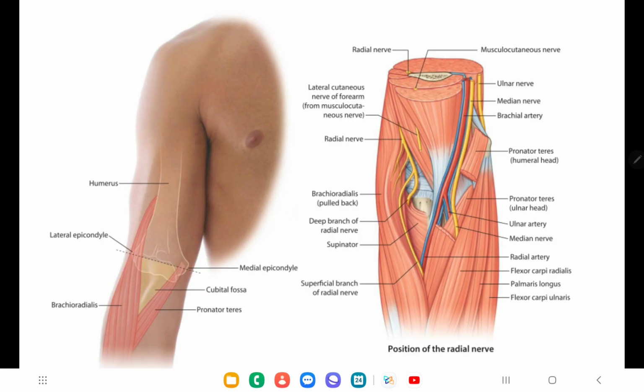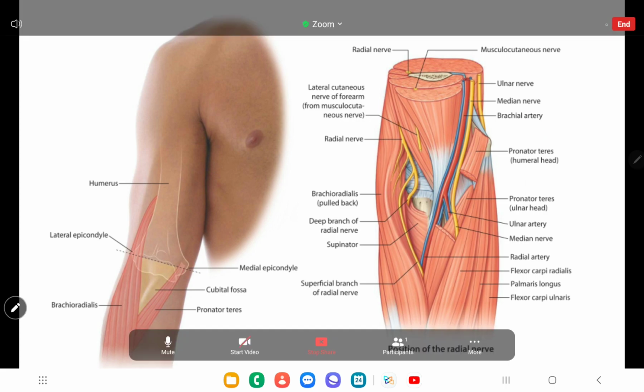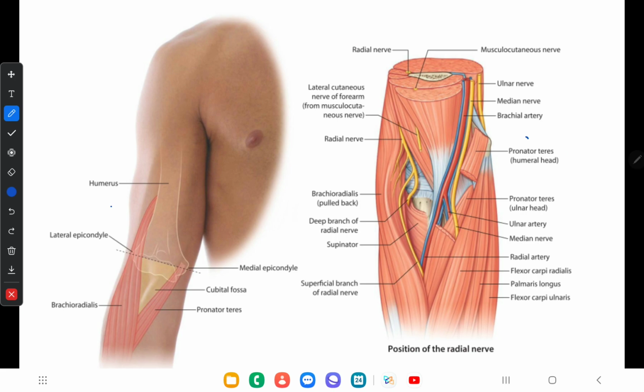The median nerve enters the forearm between the heads of pronator teres. Pronator teres has two heads, the humeral head and the ulnar head. You can see this part is the humeral head and this part is the ulnar head, or this part is the superficial head and this part is the deep head. The humeral head of pronator teres arises from the medial epicondyle of the humerus. Here you can see the median nerve goes in between the superficial head and deep head of pronator teres.